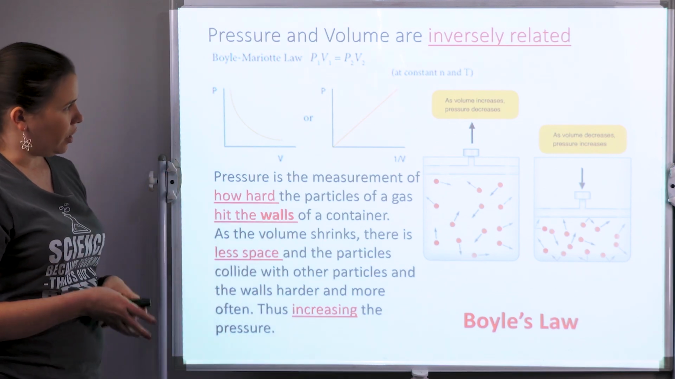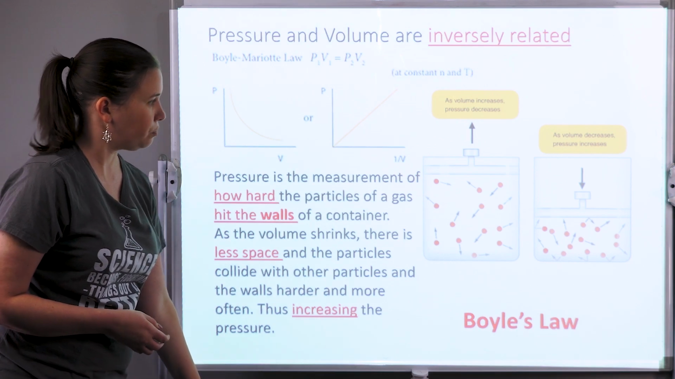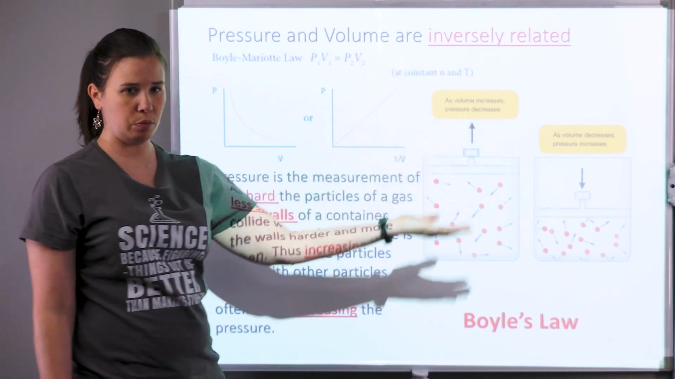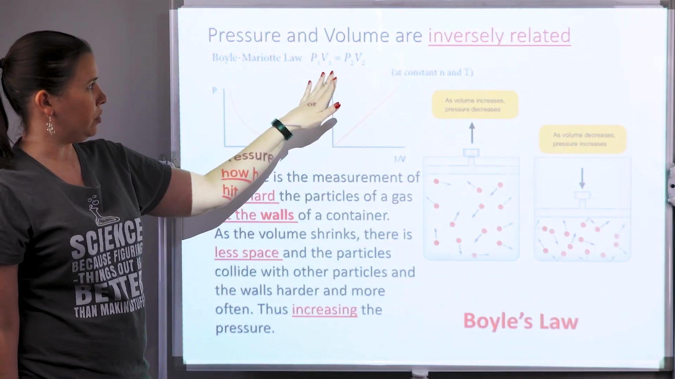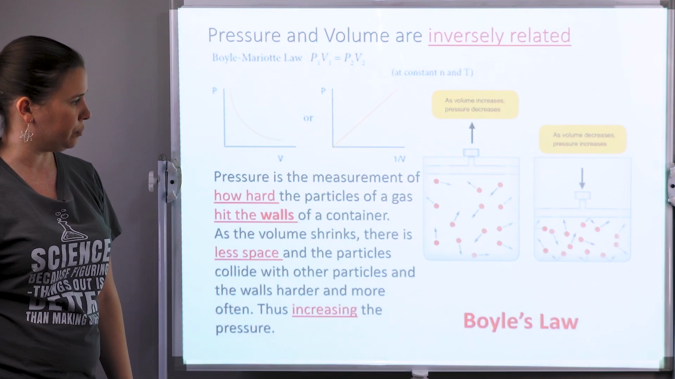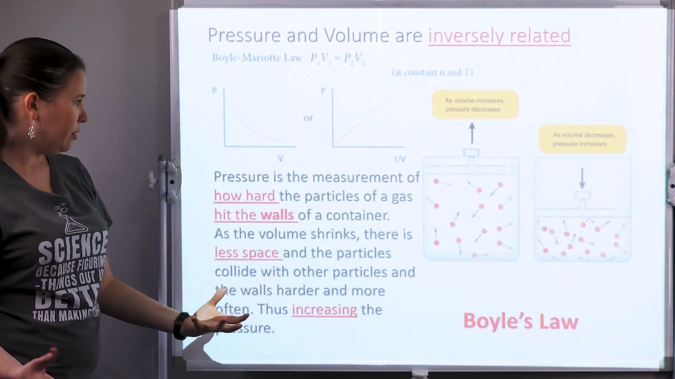So let's first look at Boyle's law in this way. And you may remember Boyle's law is an inverse relationship between pressure and volume. So the formula is not set up like a proportion. It's actually P1V1 equals P2V2. Now let's talk about why.